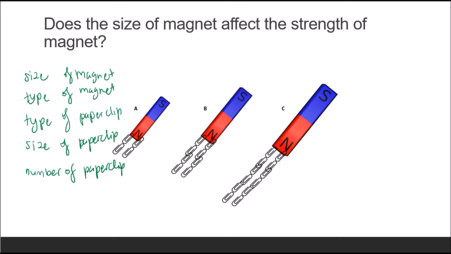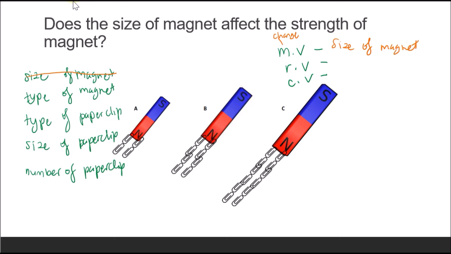Now let's find which of these is the manipulated variable, or the responding variable, or remember the other one is the constant variable. Okay, let's see. The manipulated variable, remember, is the thing that we set up before the experiment. What we change before the experiment. So what is different before the experiment here? Remember, what is different before the experiment? Yes, the size of magnet. Size of magnet. Very good.